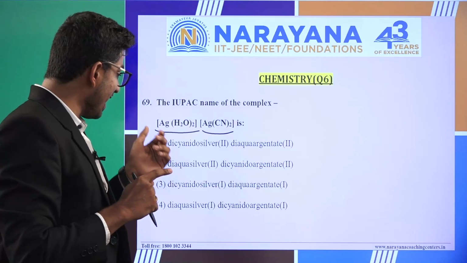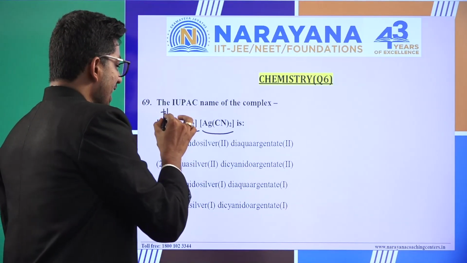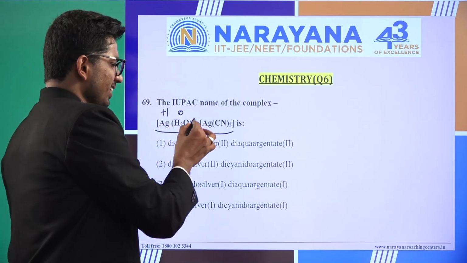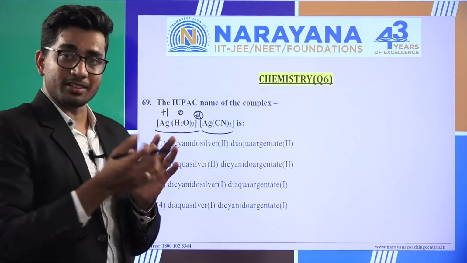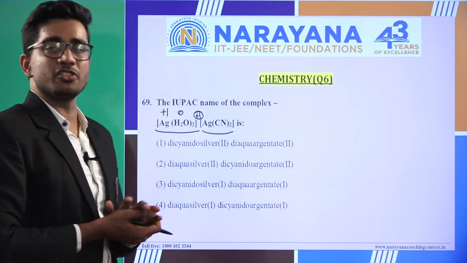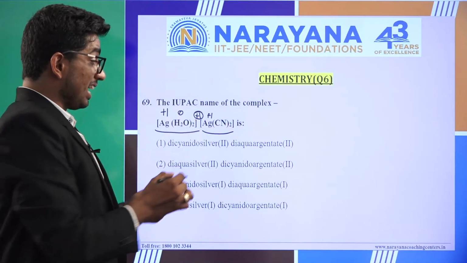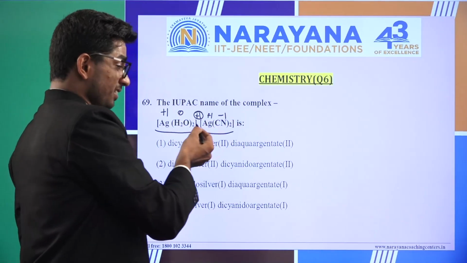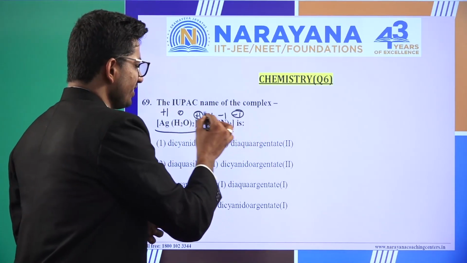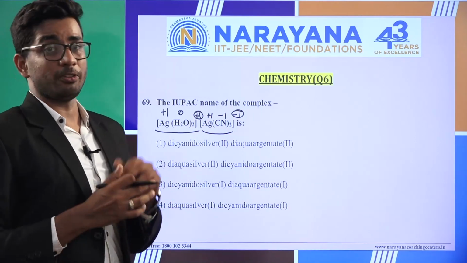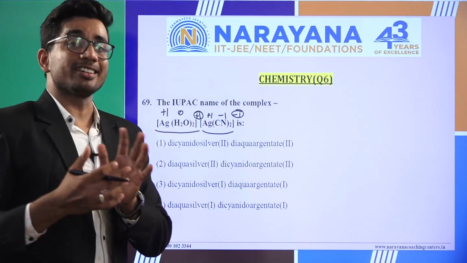We know silver has a charge of +1. So if this has +1 and water has 0, this in total has +1. So the cationic coordination sphere has +1 charge. Similarly here, silver will have +1 and cyanide will have -1 each, so net +1 -2 gives -1. We can see the cationic and anionic charges are the same. So we have done the charge part. Next, first we have to write the cationic sphere.